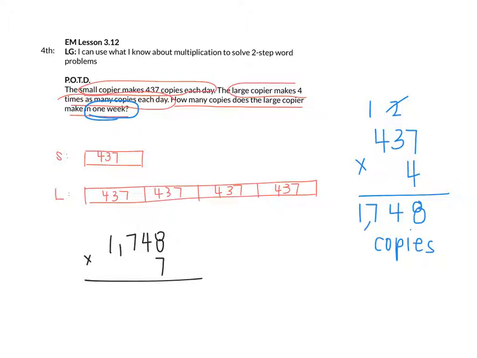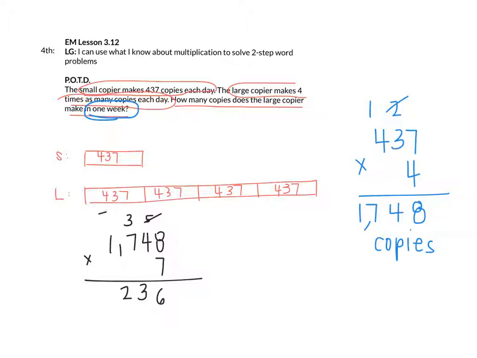Let's multiply. Everyone, 7 times 8 is? 56. Good. 7 times 4 tens is? 28. 28 what? 10. Plus 5 tens is? 33 tens. Good. 7 times 7 hundreds is? 49. 49 what? Hundreds. Oh, good. Plus 3 more hundreds is?